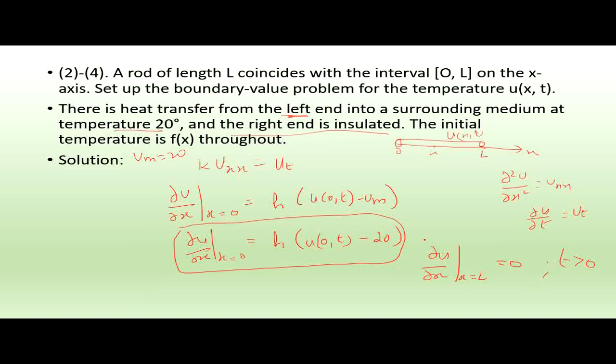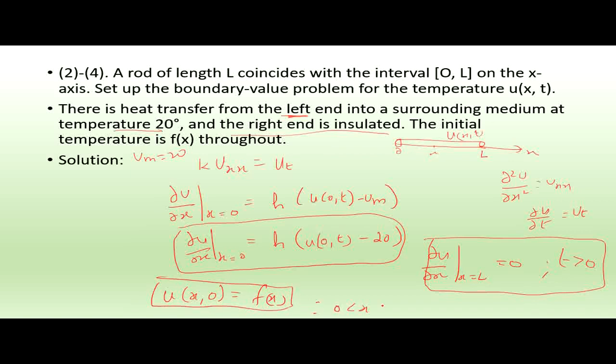The second boundary condition is when x equals 0 and x equals L. For time equal to 0, it will be the initial condition. The initial temperature is f of x, where u stands for temperature. So u of x comma 0 is f of x. This is the initial condition, for x in the interval 0 to L, any time, isn't it?